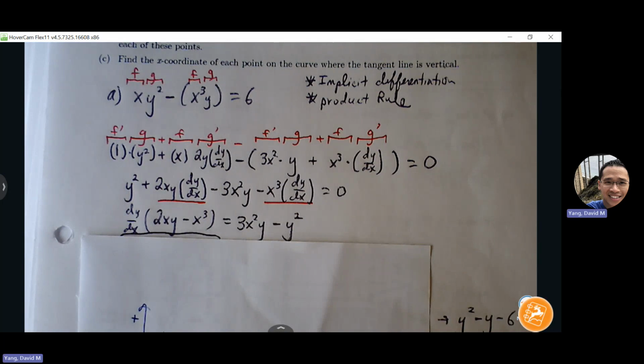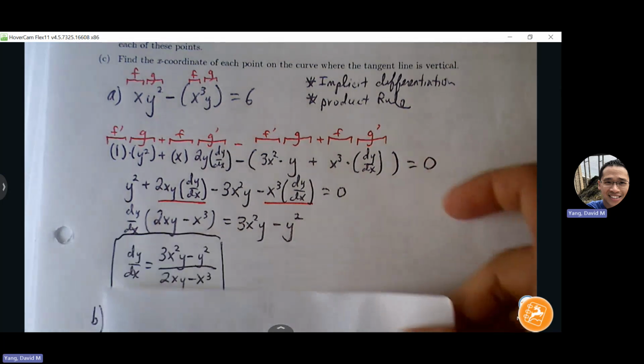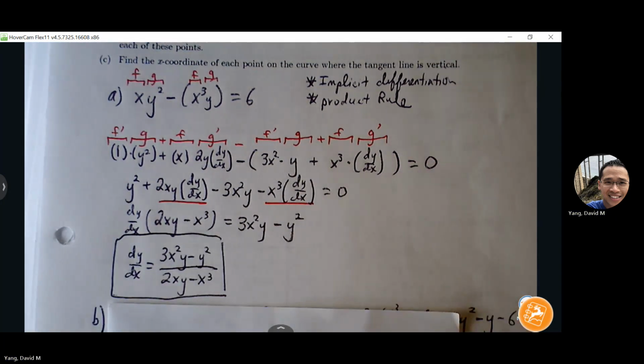Factor the dy/dx out, and then divide everything over to the right side. So it looks messy, but the nice thing is that it matches exactly with what they're presenting to you. So that's the derivative.